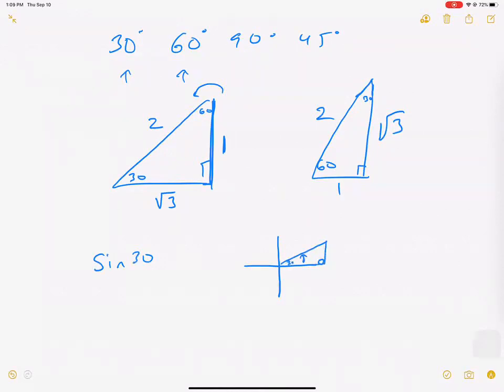Write 30 in the corner. If that's 30 degrees, we're going to fill out all three sides: 1, 2, square root of 3. How did I do that so quickly? Because my short side is 1, my hypotenuse is double, and my long side is always square root of 3. Once you have the triangle, and we've practiced this repeatedly, you just have to copy the sides. Sine is opposite over hypotenuse. Opposite is this side, hypotenuse is this side. So it's 1 over 2.